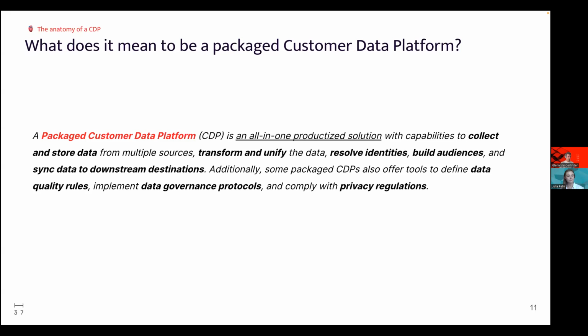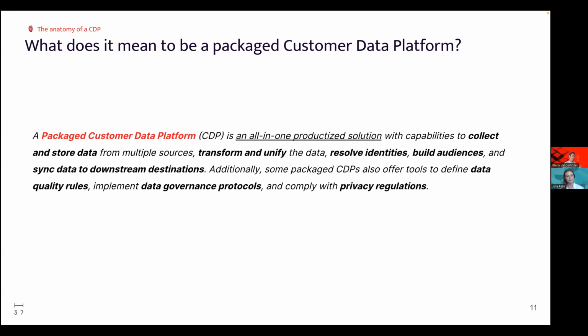So what does it mean to be a packaged CDP? A packaged CDP is an all-in-one productized solution, very important, with capabilities to collect and store data from multiple sources. We'll come back to that later. Transform and unify the data, resolve identities, build audiences in a non-technical way, preferably, and sync to downstream destinations, right? These are typically the things that you know. If you're a bit into CDPs or familiar with the CDP market, these are the things that are pretty obvious.